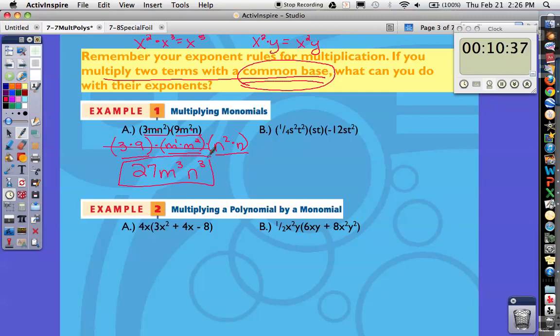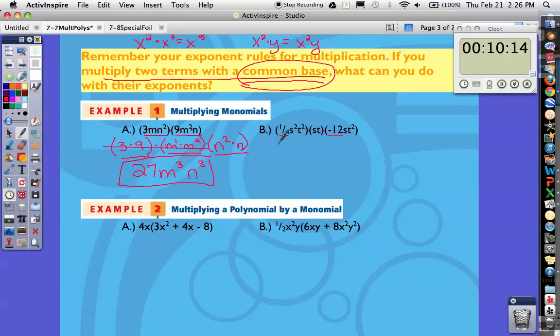That's how you multiply monomials. Try B. Again, if you don't see any addition or subtraction signs, then this is all just multiplication. And since there's parentheses, the multiplication's occurring in between there. This is really like a -12 times s times t squared. So multiply everything, guys. Regroup the ones together that you want.